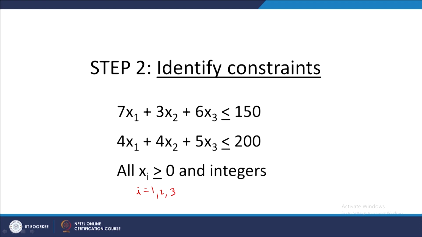Why do they have to be integers? Because you can produce either 6 units of model A or you can produce 7 units of model A. You cannot produce 6.5 units of model A. That is the reason why this integer requirement is important.